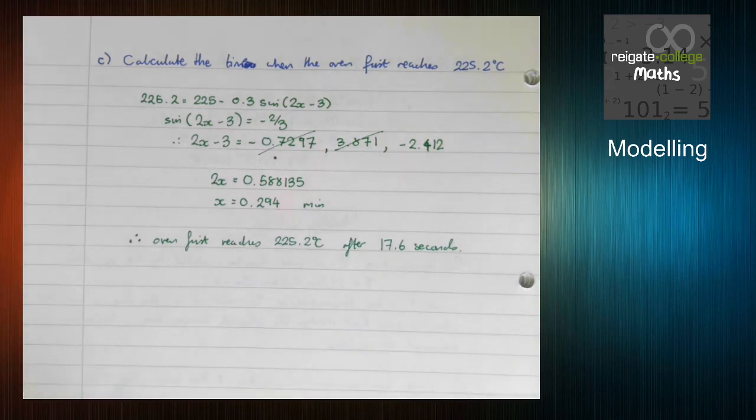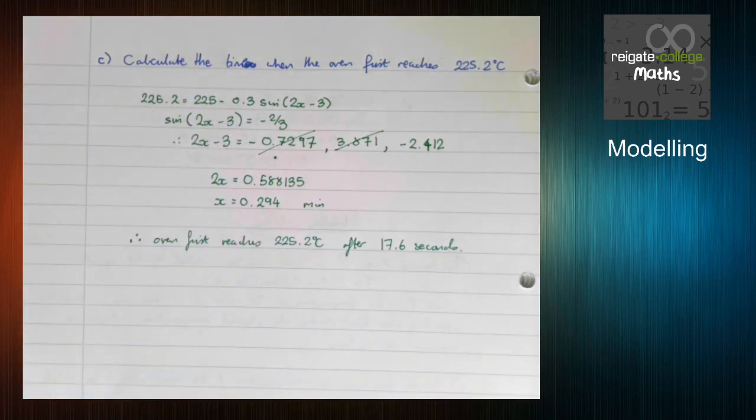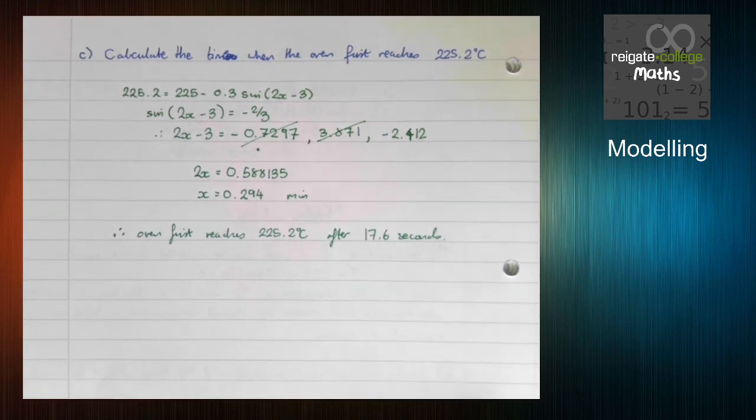Once it's reached 225, which is the desired temperature. If we wanted a different desired temperature, so say we were cooking something at 180, we could just change this to 180 and then do some questions around that. Okay, so that's how we can use this simplifying format to solve some modelling problems.